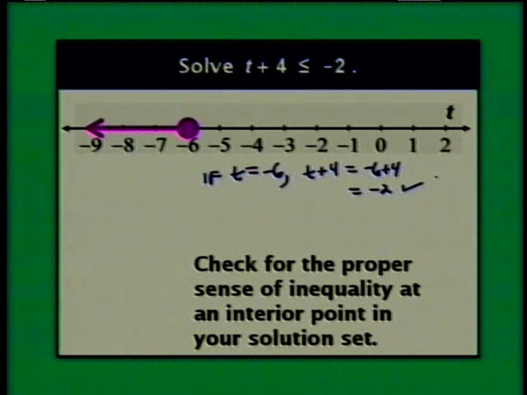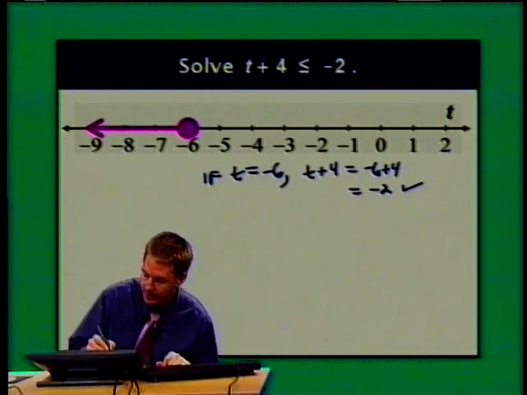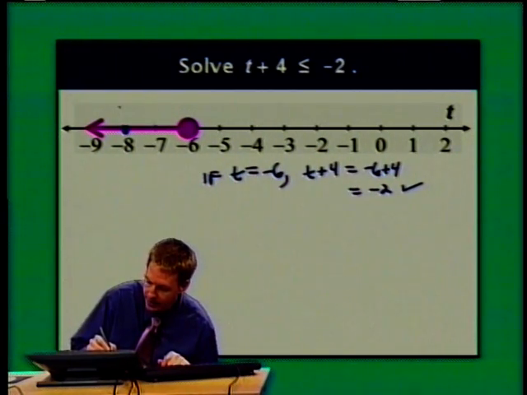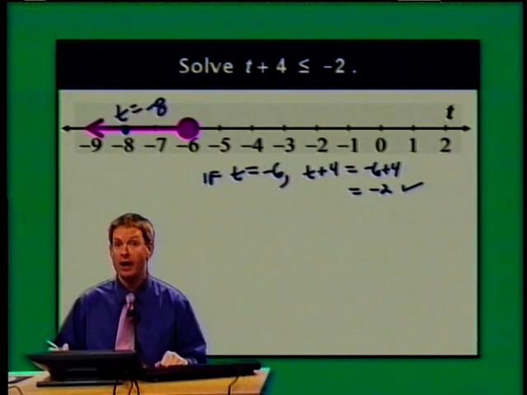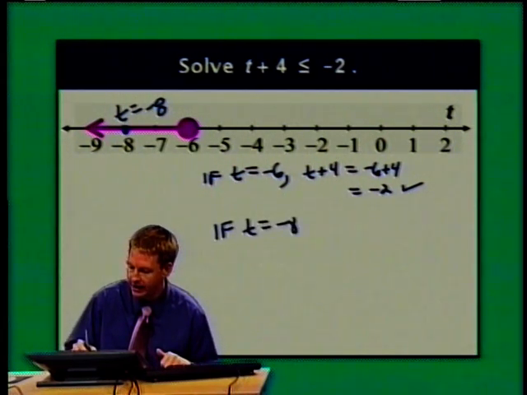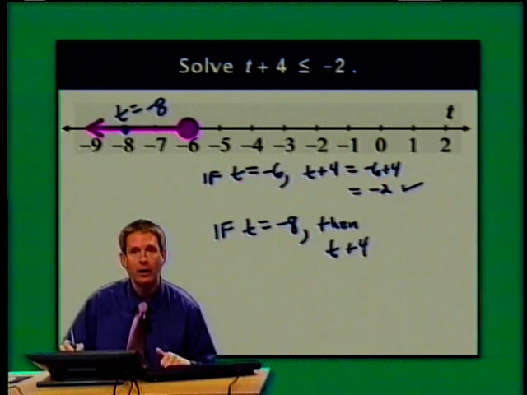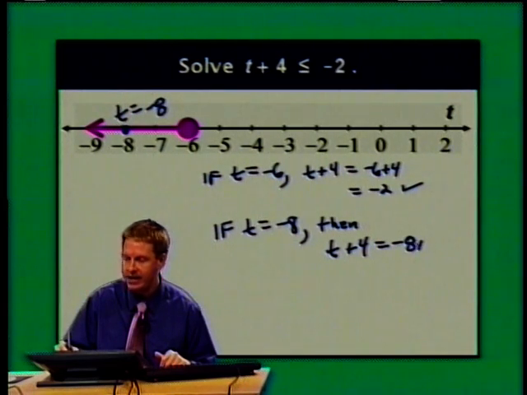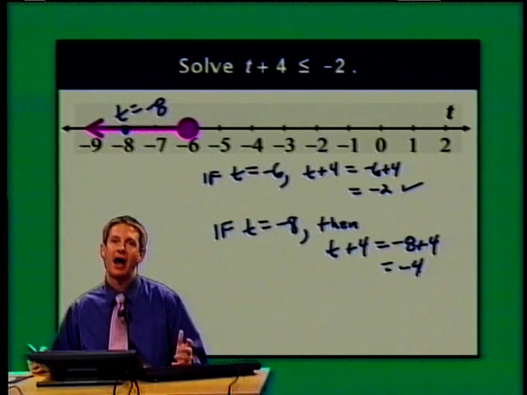Now we need to check for the proper sense of inequality at an interior point of our solution set. An interior point of the solution set is any point other than the endpoint. So I'm looking at my solution set and I'm seeing that negative 8 is one of the interior points of my interval. So I'm going to go ahead and test t equals negative 8. If t equals negative 8, then our variable expression, t plus 4, evaluates to negative 8 plus 4, and negative 8 plus 4 is negative 4.